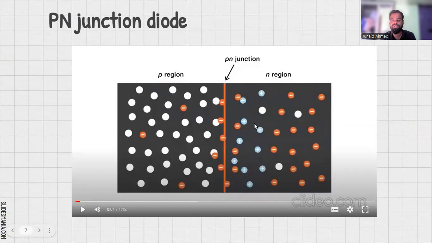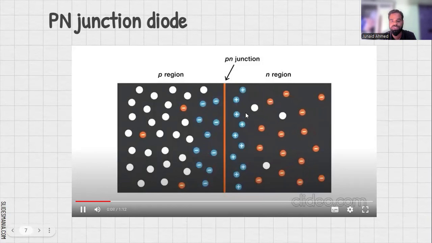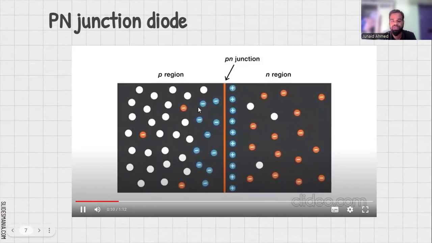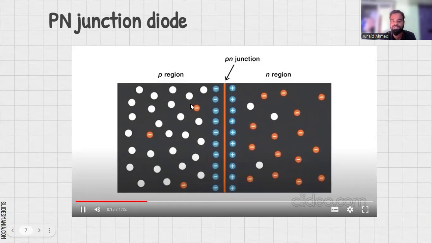And these electrons tend to occupy these holes. Electrons jump from the N region to the P region and occupy these holes, and the atoms that lost those electrons become positively charged particles. These positive charges attract the electrons, and the electrons attract the positive charges, and it creates an electric field between the two regions. So this region is called the P-N junction or depletion region. Actually, this is the junction.